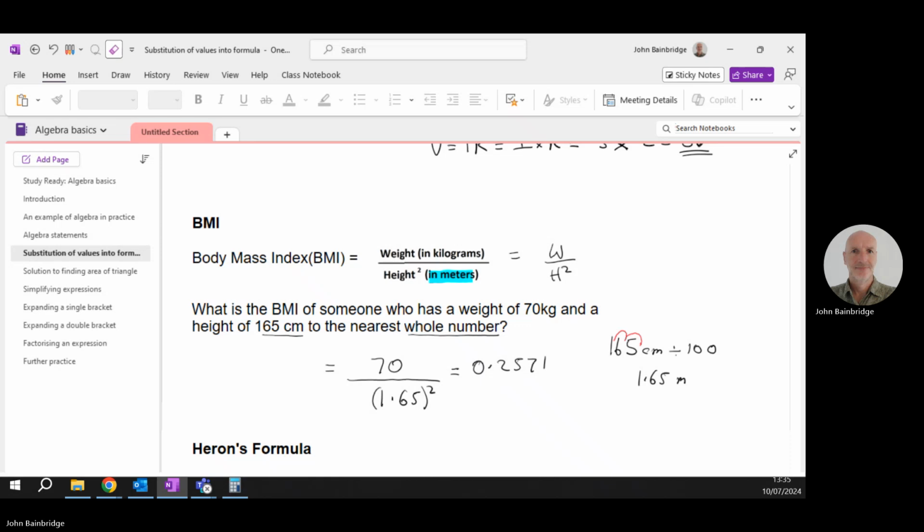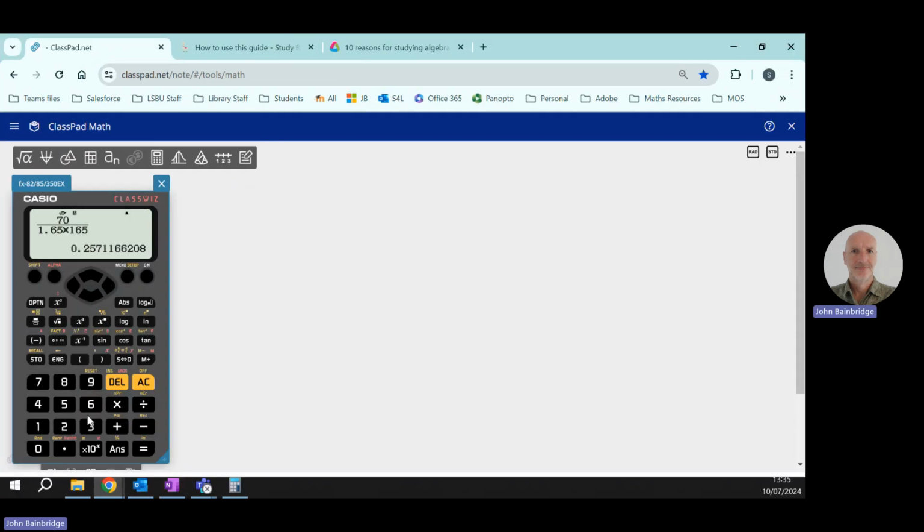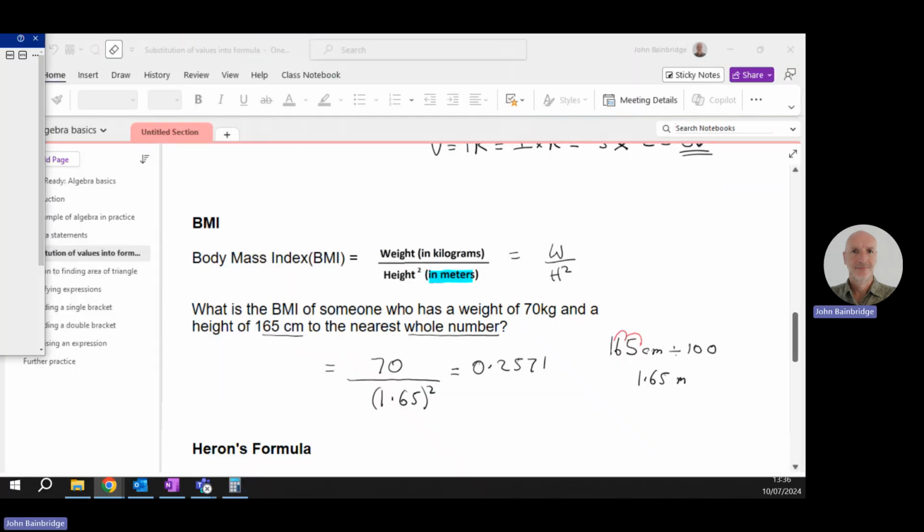Now it does say write it to the nearest whole number, so let's go back. I realised I've put 165. You probably noticed that as I did it. Let's clear that again. It's because I'm using my mouse to enter it, which is not so easy. So it's 1.65 times 1.65. 25.71. So that's just 100 times what I had before.